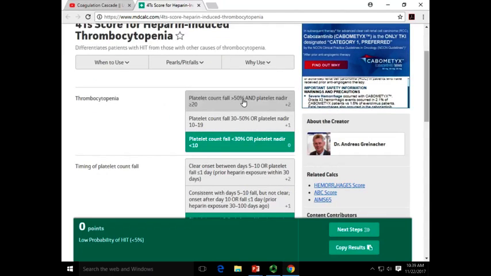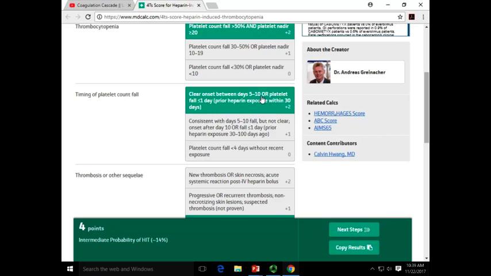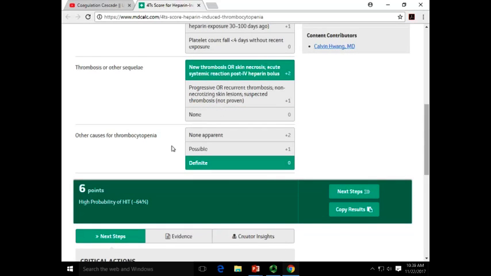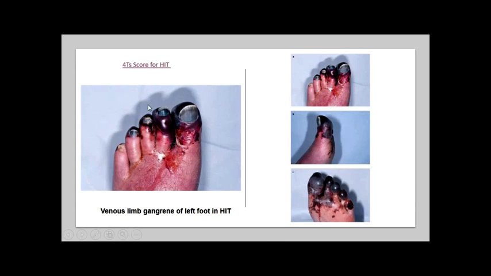This is a calculator. You have a patient that has a platelet fall of more than 50%, a clear onset between days 5 and 10 after the treatment. We started treatment with heparin, and we have thrombosis in this patient, and there are no other apparent causes for thrombocytopenia. This patient has a score of 8 points and has a high probability of HIT, more than 64%. This is a calculator that you can use in your clinical practice, or to study, in order to know how we make the diagnosis of these conditions. There is the link that you can use and play with it, so you see how the score moves up and down, and how the likelihood of having HIT increases or decreases depending on how many things are positive or negative in these patients.